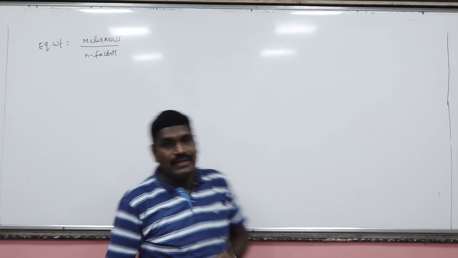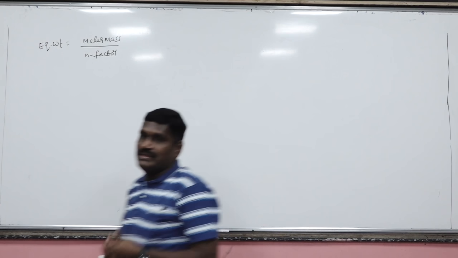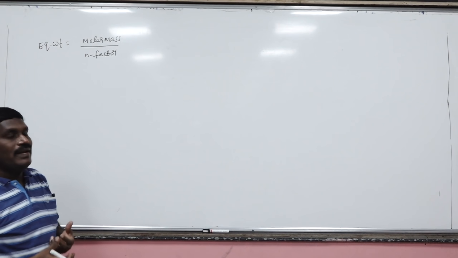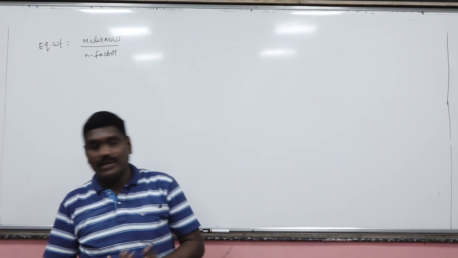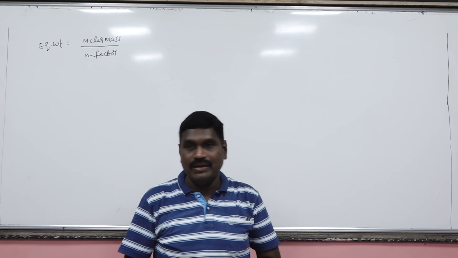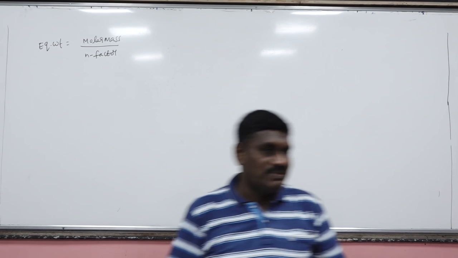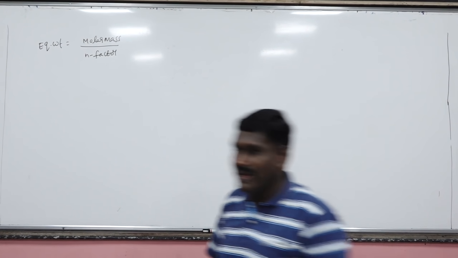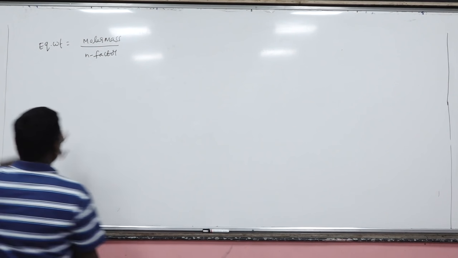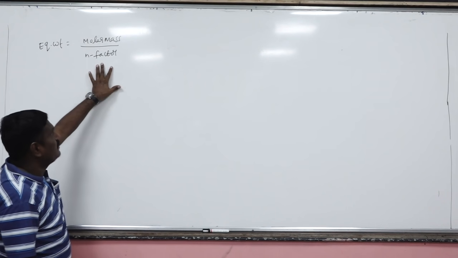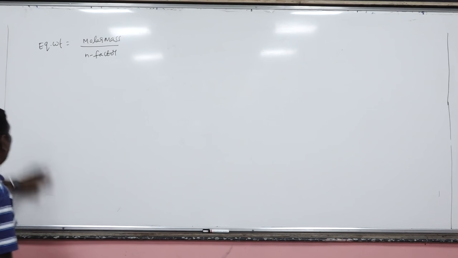Now how to calculate the n factor? N factor depends upon the substance. Which substance are we dealing with? Let's suppose atom, let's suppose molecule, let's suppose ion, that may be a positive or negative charge ion, maybe salt, maybe acid, maybe base, maybe oxidizing substance, maybe a reducing substance. Depending upon the nature of the substance, the n factor can change.